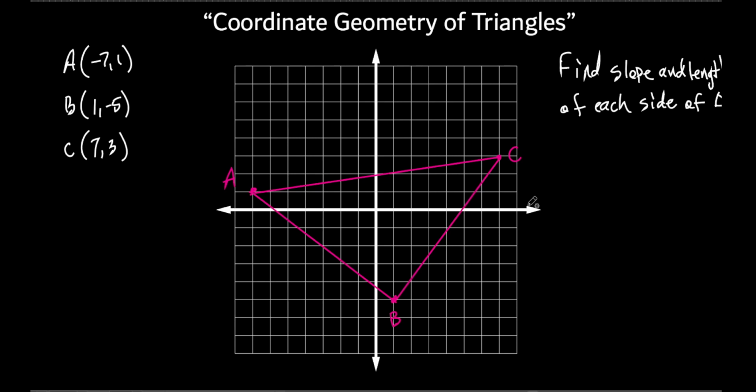We just found the length of a line segment. We found the slope of a line. But now we have a triangle. But look, all three of these sides are line segments, right? So we could find the slope of a line segment, and we can find the distance or the length of a line segment. So let's do that.